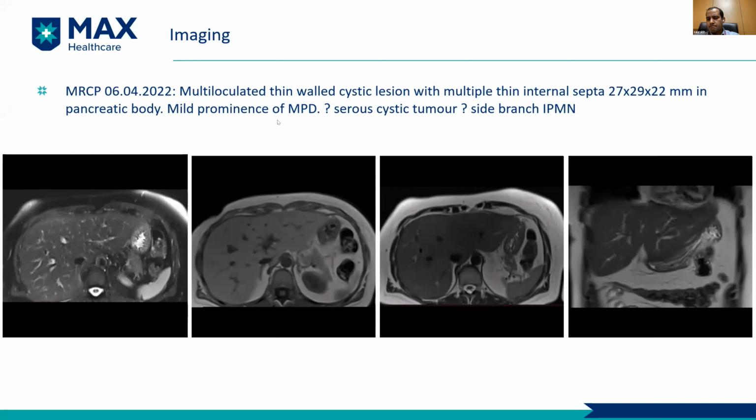So in the second image on T1 weighted, we can see a heterogeneous lesion in the pancreatic body, and just a part of pancreatic tail is seen in that. The remaining pancreas is not very well seen. In the third image, I cannot see much of the pancreas.